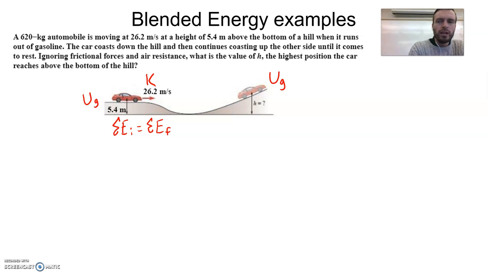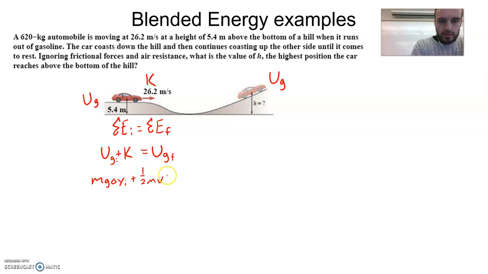Well, we have to ask ourselves, what kinds of energy do we have? This car initially has UG, but it also has K, and I'll call that UGi just to differentiate it between the final gravitational potential energy we have. And so we go to our equation sheet. We see mg delta y initial plus 1/2 mv squared equals mg delta y final. All right. And these equations come from your equation sheet. So if you look for K, big K is 1/2 mv squared. That's kinetic energy. mg delta y is the energy associated with gravitational potential.